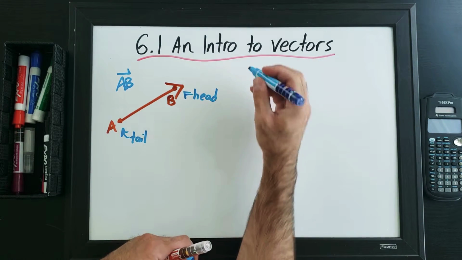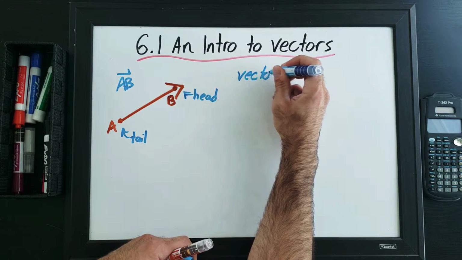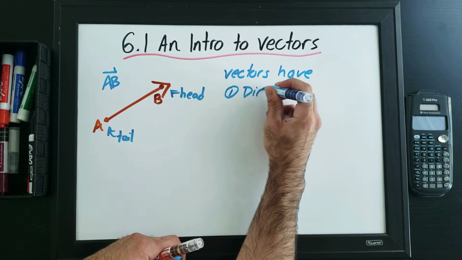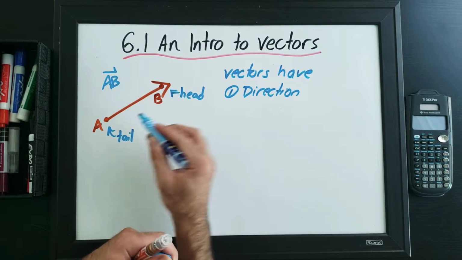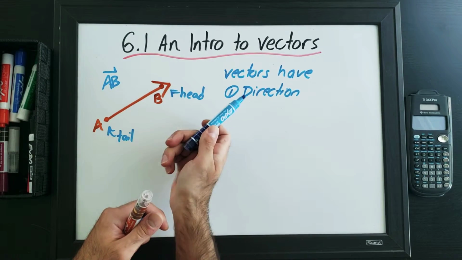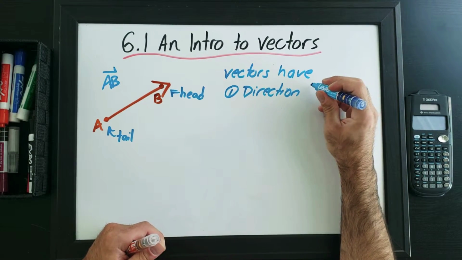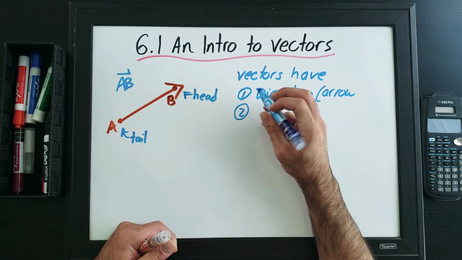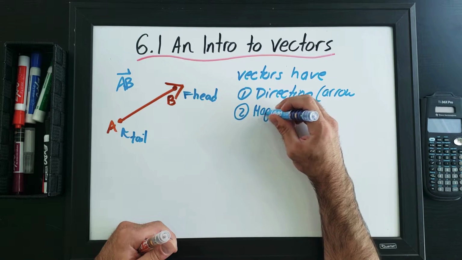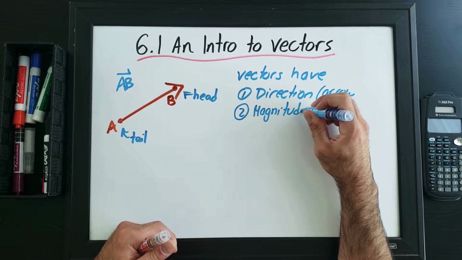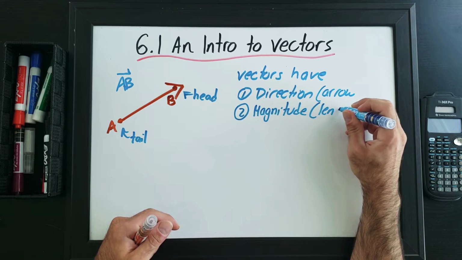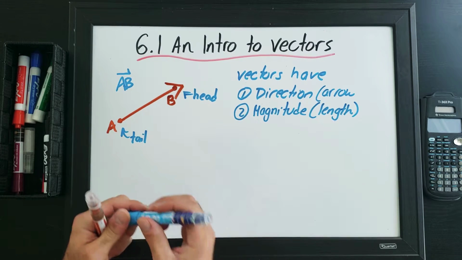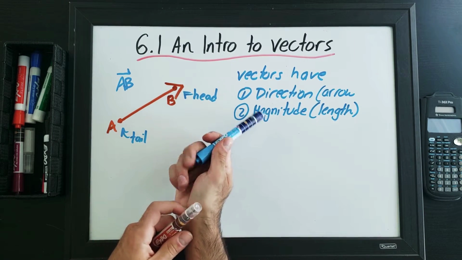Now, two things to consider. Vectors have two things. One, this is direction. So this arrow is saying it's going this direction. That's one of the things it has. So we see that in our illustration with the arrow. And the second thing it has is a magnitude. And in this case, it's the length of that line segment. If we don't have two things, direction and magnitude, we don't have a vector.